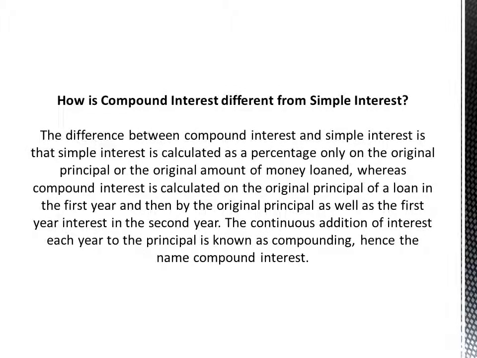How is compound interest different from simple interest? The difference between compound interest and simple interest is that simple interest is calculated as a percentage only on the original principal, or the original amount of money loaned, whereas compound interest is calculated on the original principal of a loan in the first year, and then on the original principal as well as the first year's interest in the second year. This continuous addition of interest each year to the principal is known as compounding, hence the name compound interest.